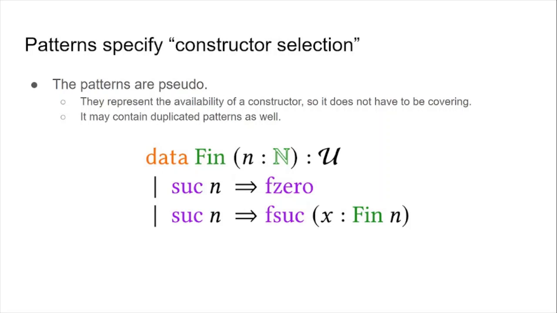We allow duplicated and incomplete pattern matching clauses, just like in this Fin example. The syntax reads, if the index is suc something, then both constructors are available. If the index is 0, then no constructor is available, so this type becomes the empty type. Otherwise, we disallow pattern matching for this type.